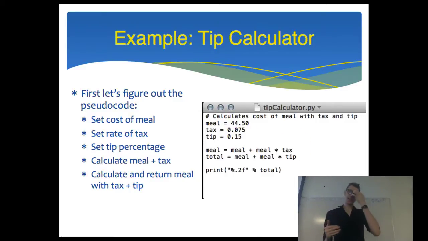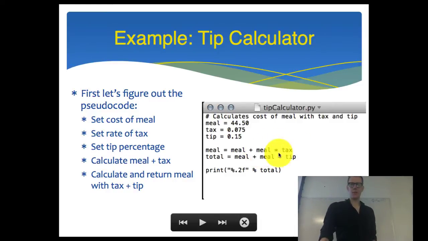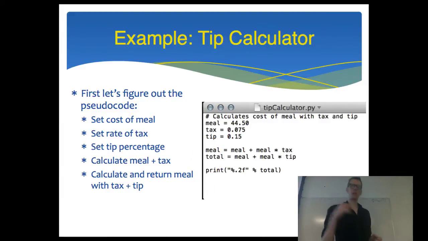And then the next task is to calculate how much the meal would be if I add on the tax amount. So meal equals its current value plus the meal multiplied by the tax rate. So that will add on whatever the tax should be to the meal cost. And then this final total variable should be whatever that meal cost was plus the meal multiplied by the tip, so plus the tip percentage. So then we finally have this total value, which should be everything, meal and tax and tip. I just need to return it, and I'm going to use a print statement to return it.